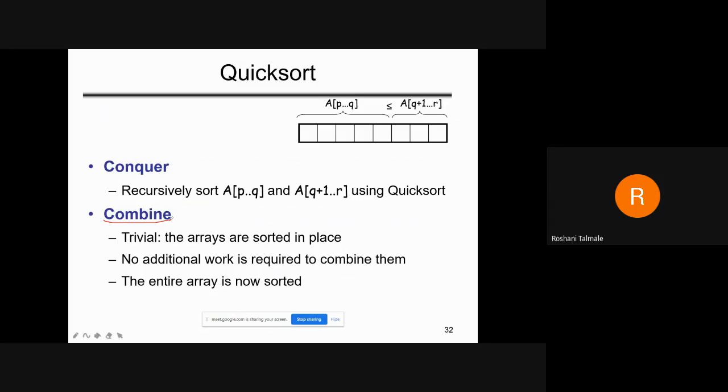So in the combine procedure, the arrays are sorted in place. After using the recursive sort, we are getting the sorted arrays very quickly, because when we divide the array into sub arrays, वो ऐसे होता है कि वो sorted में ही चलता. Okay, we will solve the problem so that you will get it. No additional work is required to combine them, because we are getting it in the sorted manner only, and the entire array is now sorted. So, okay, we will discuss one problem.